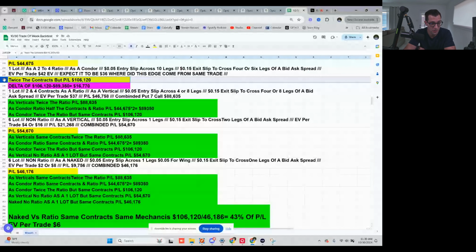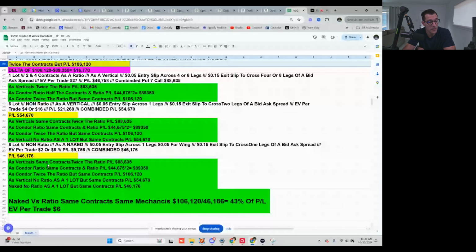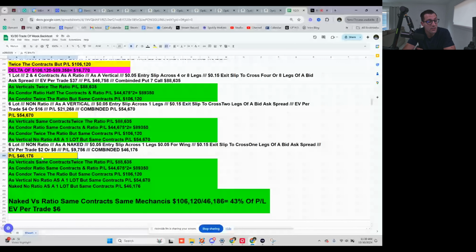The next thing I would like to show you is when we trade these as a naked combo, meaning that we're paying 10 cents to cross the bid-ask, 5 cents for the wing, and then 5 cents for the bid-ask as a one lot. But in multiple contracts, we now only have a $46,000 P&L. Especially noteworthy is the call only has an expected value of $2 now.